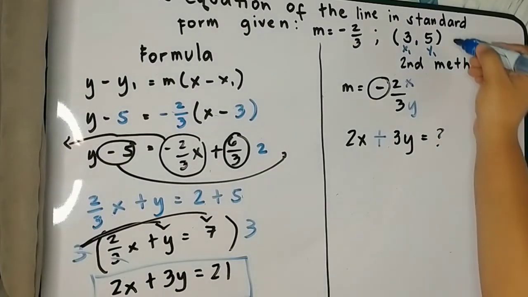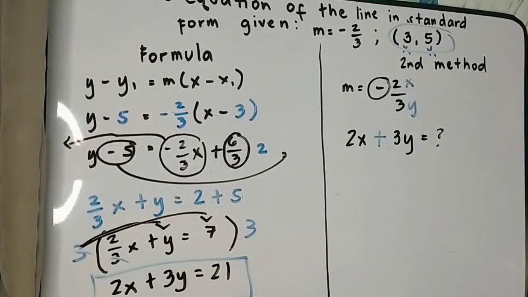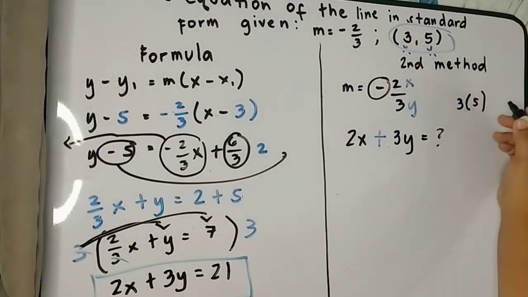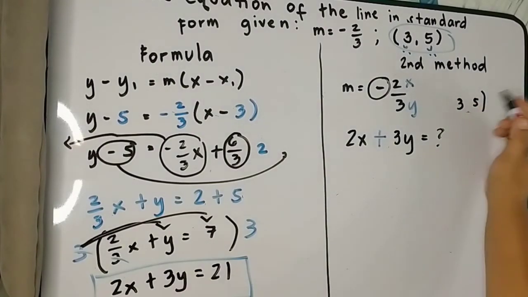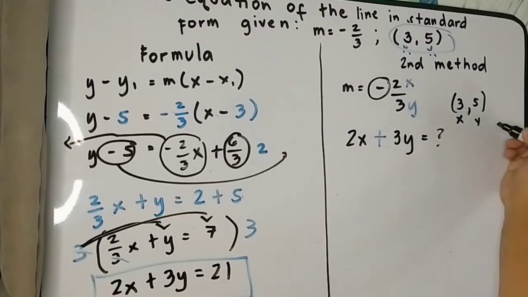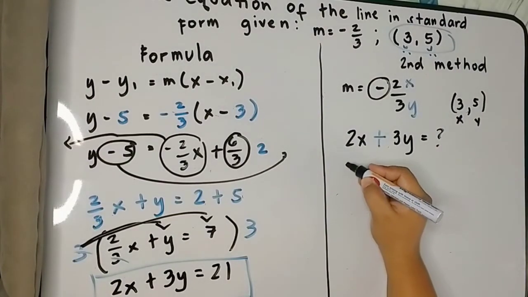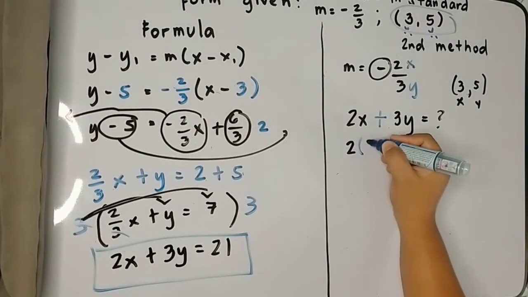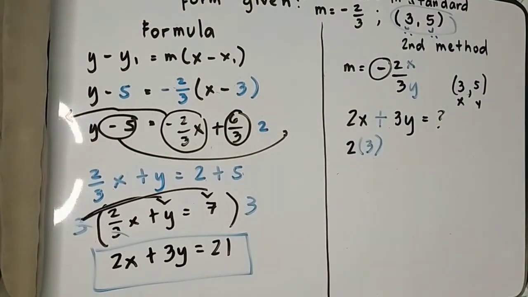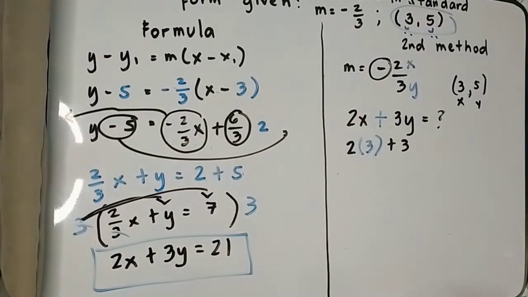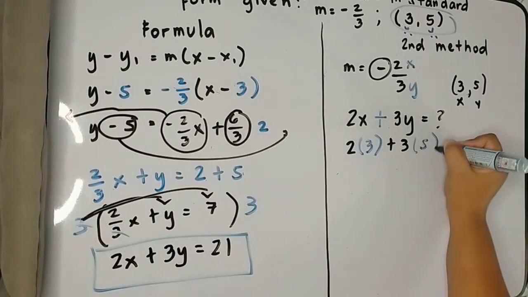So para makuha natin si c, gagamitin natin again itong coordinates na 3 and 5. Okay? So 3 and 5. So, substitute x, y. So, it will become 2. Imbis na x, magiging 3. Then, plus 3 imbis na y, it will become 5.